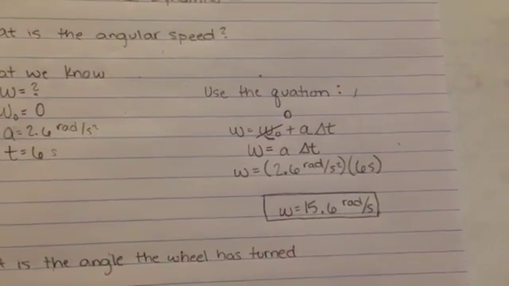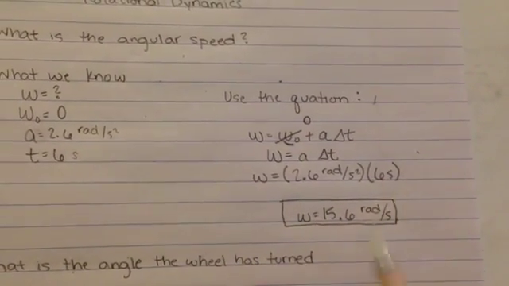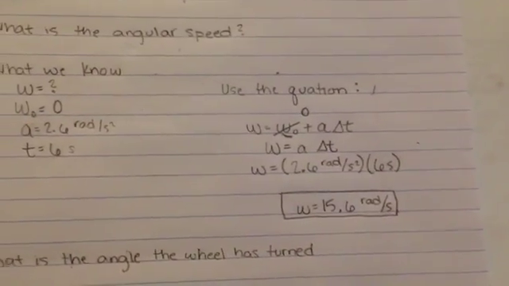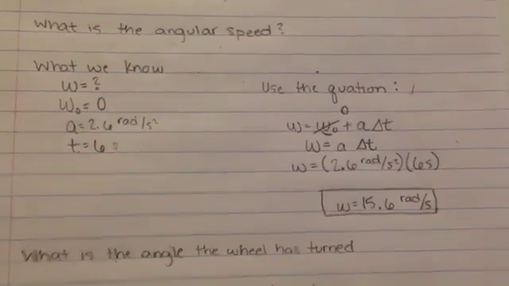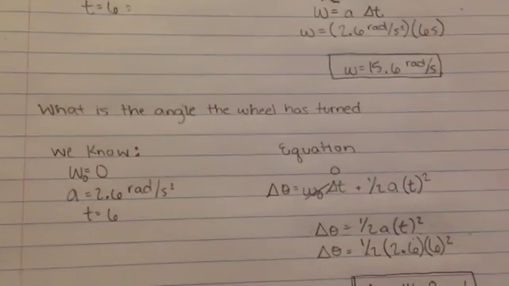And so we multiply 2.6 radians per second squared times 6 seconds, and we get that the angular speed is 15.6 radians per second. I also, in this problem, looked to see what the angle of the wheel was as it turned.